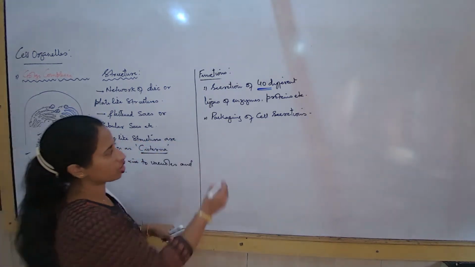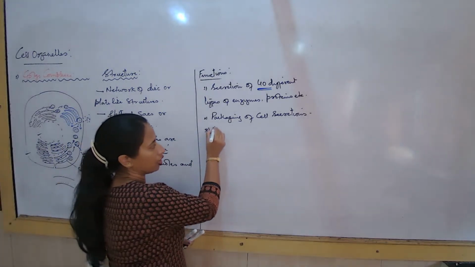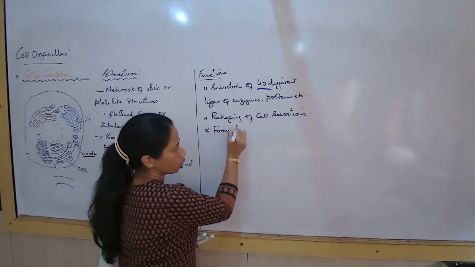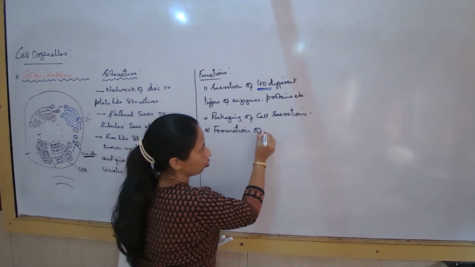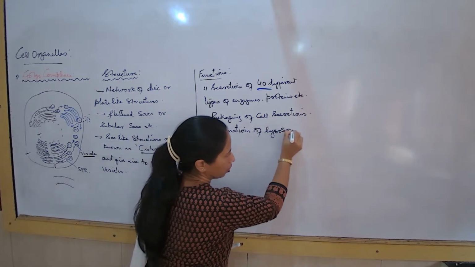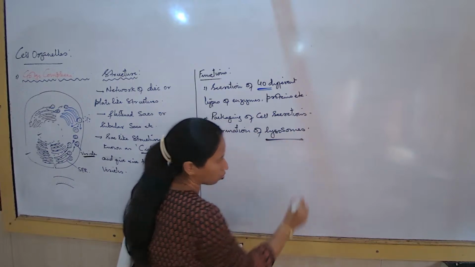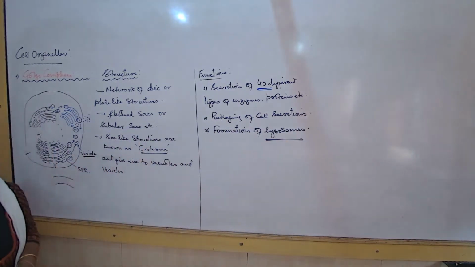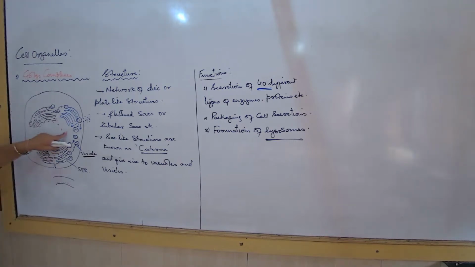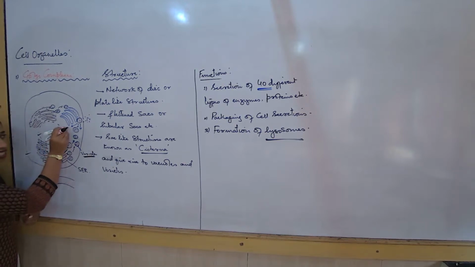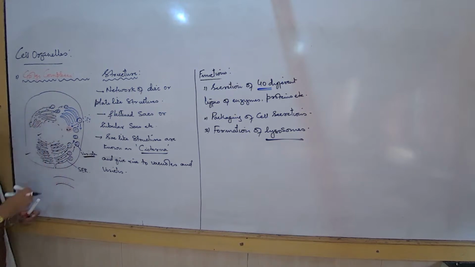Packaging of cell secretions. Now here we talk about it also helping in the formation of lysosomes. Now why are we talking about lysosomes? That's a separate organelle altogether. We are talking about lysosomes only because these vacuoles that I just told you about, which contain proteins or enzymes, out of the variety that it produces, there may be one type which possesses a specialized type of enzyme.